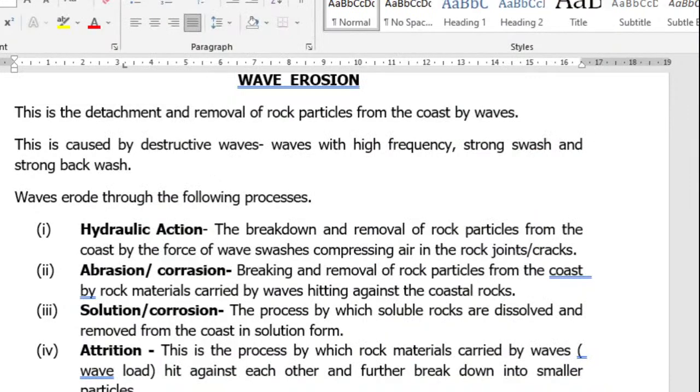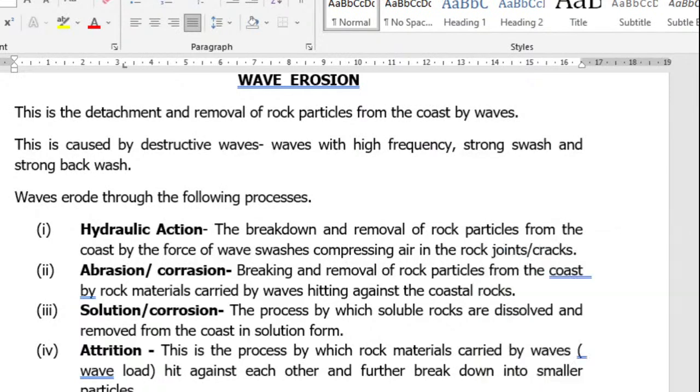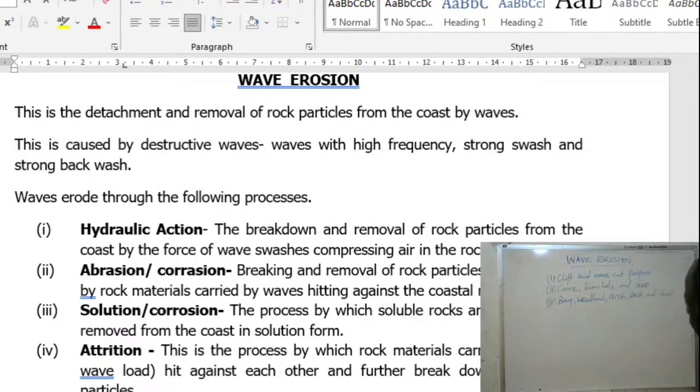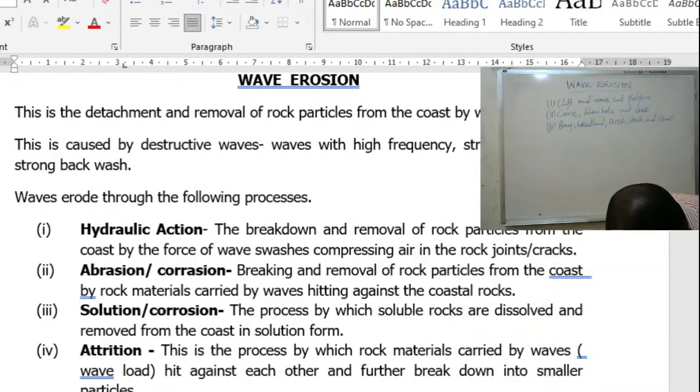I'm saying categories because I don't want to scare you by mentioning 1, 2, 3, 4, 5, 6, 7, 8, 9. There are so many. But we are bringing them into categories for easy understanding. And if you group them that way, they will be easy for you to understand and explain how they form. So let's quickly go through these landforms.